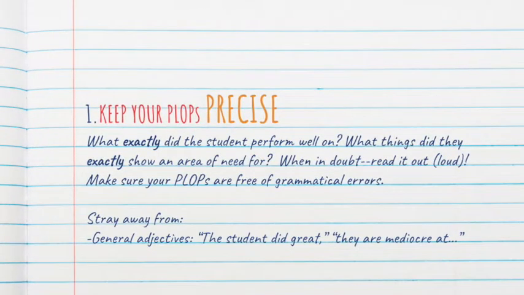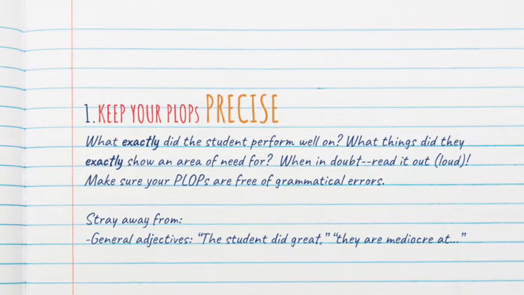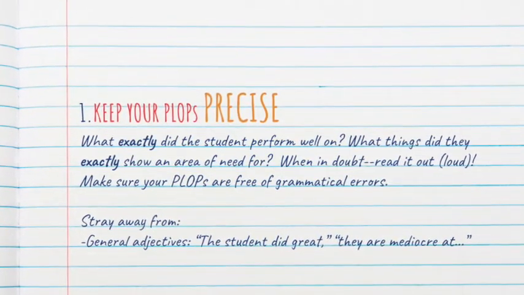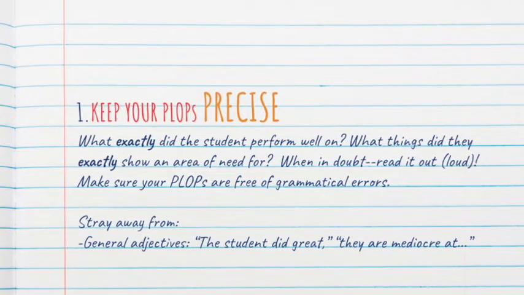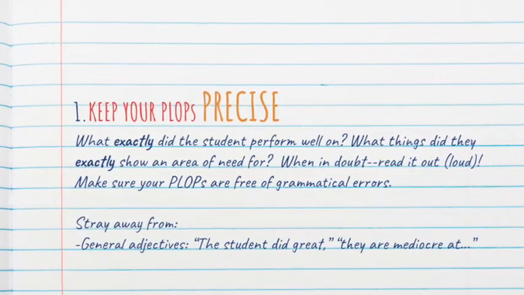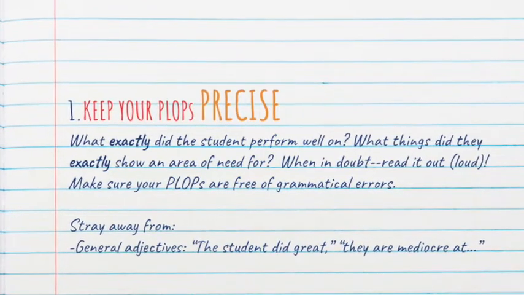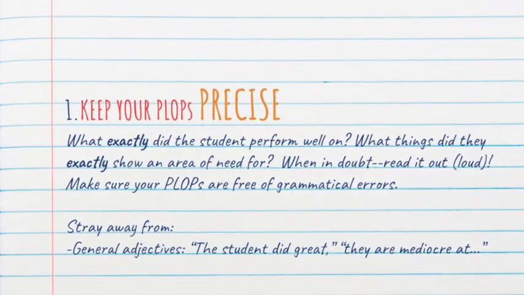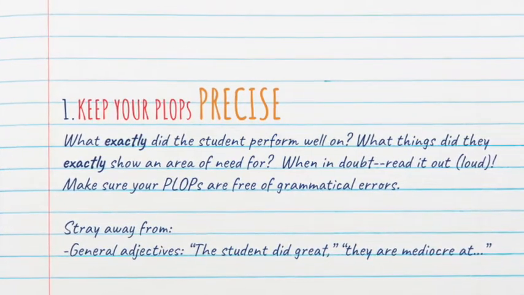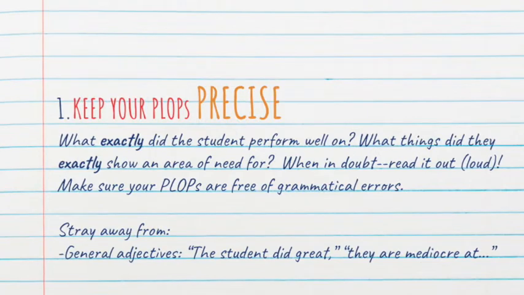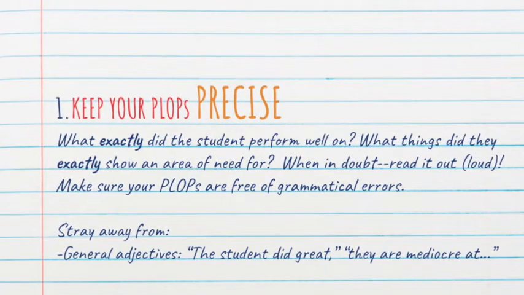So, when you keep your PLOPs precise, you want to tell exactly how the student performs, what things they do great in, what things they show an area of need for, but what was it exactly? Not just they need support with English or they need support with conventions. That doesn't tell anybody specifically what they need help with. When you're in doubt, read it out loud. Make sure that your present levels are also free of grammar errors.